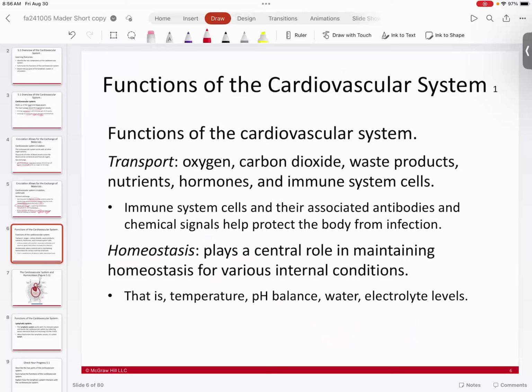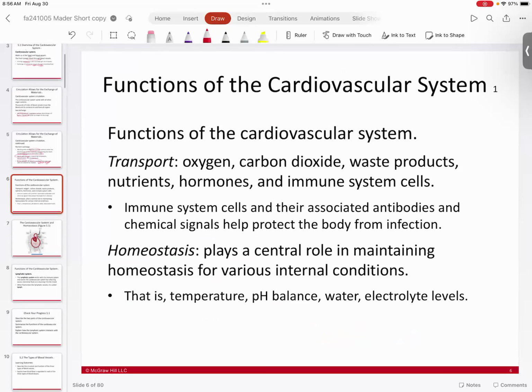When you take a look at the function of the cardiovascular system, it has multiple functions, but its big one is going to be transport. That's literally what it does. It's a transportation system. If you think of it in terms of economics, this is essentially a distribution system. It distributes oxygen throughout the body. It collects carbon dioxide and other waste products throughout the body.